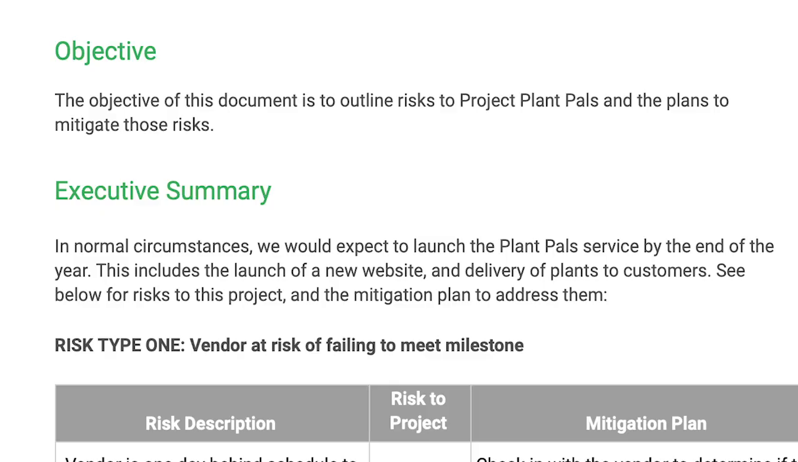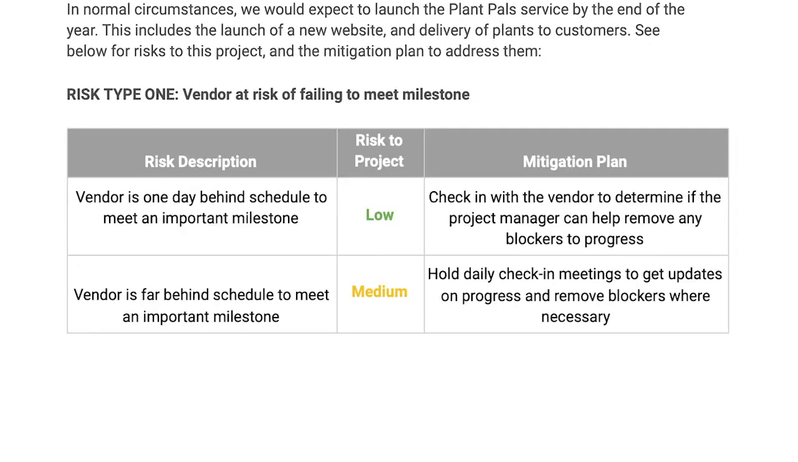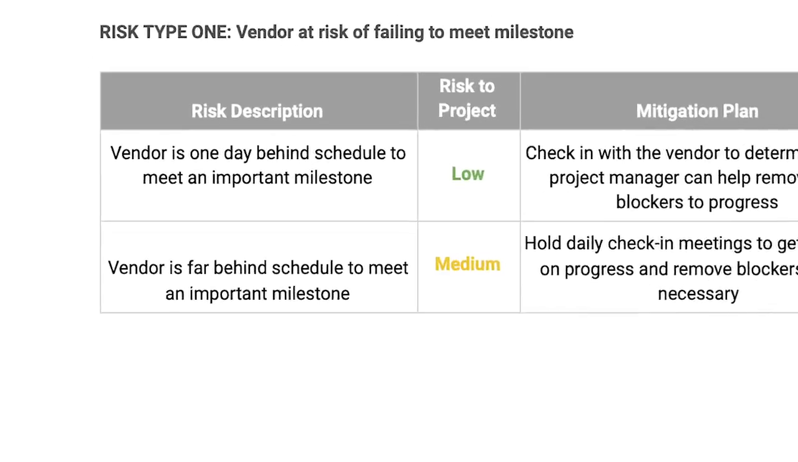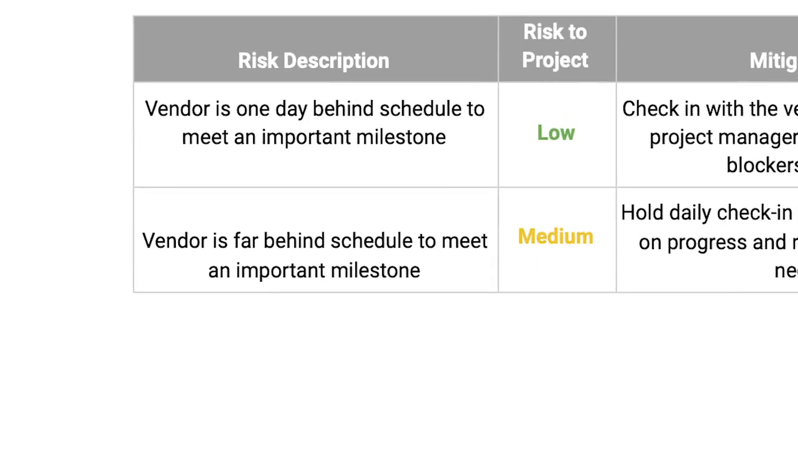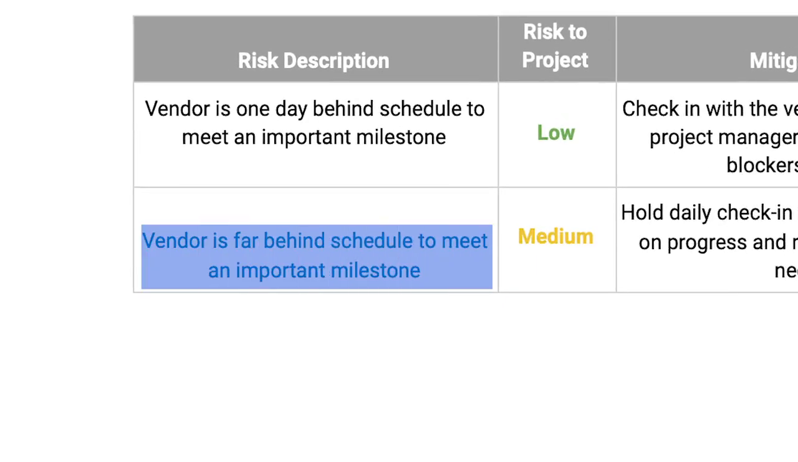Now onto the really important stuff, the risks and how we'll mitigate them. This document also includes the risk register you learned about earlier, which is a table or a chart that contains your list of possible risks. Here, we've outlined one of the potential risks to Project Plant POWs, which is the potential for the vendor to fall behind on a deadline.